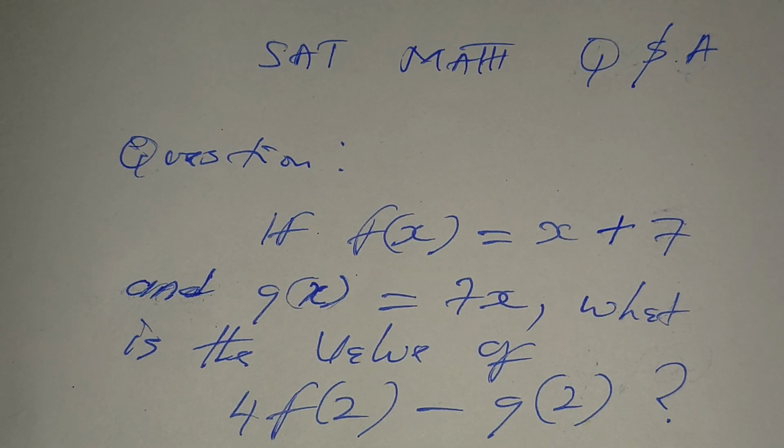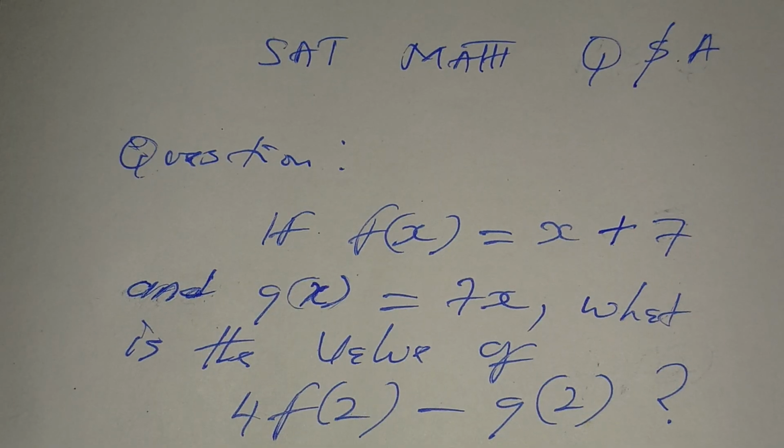As you can see, the question goes: if f of x equals x plus 7 and g of x equals 7x, what is the value of 4f of 2 minus g of 2? Take that again. If f of x equals x plus 7 and g of x equals 7x, what is the value of 4f of 2 minus g of 2? Let's go into the solution.